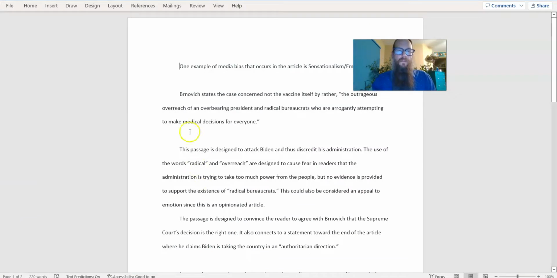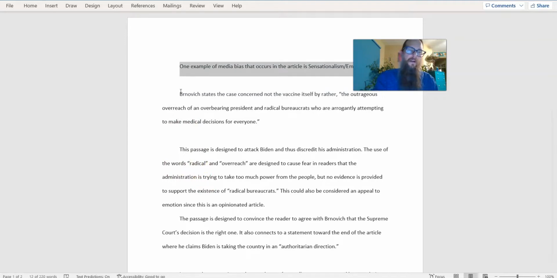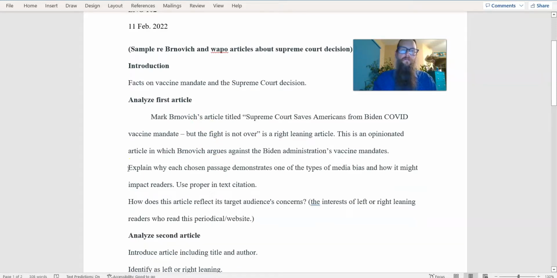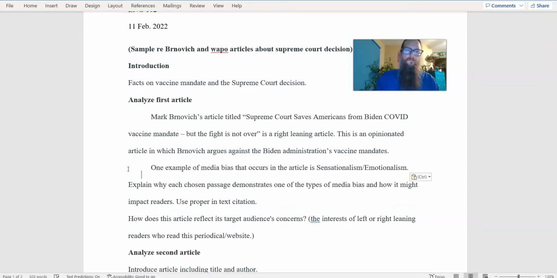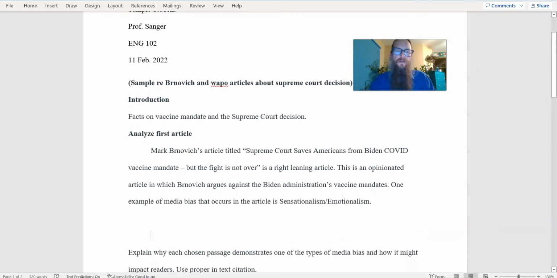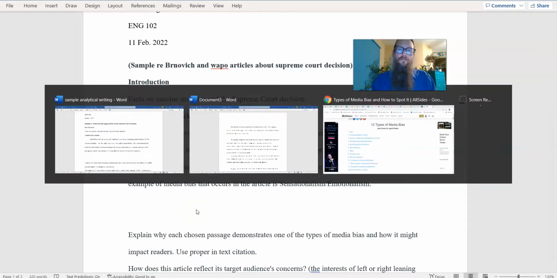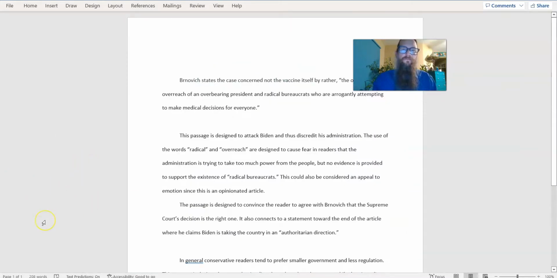Okay, and so the first step is to identify the type of media bias you're going to talk about. And so that's what I did right here. So one example of media bias that occurs in the article is sensationalism or emotionalism. And the reader says, what's that? Right? You have to explain it to them.